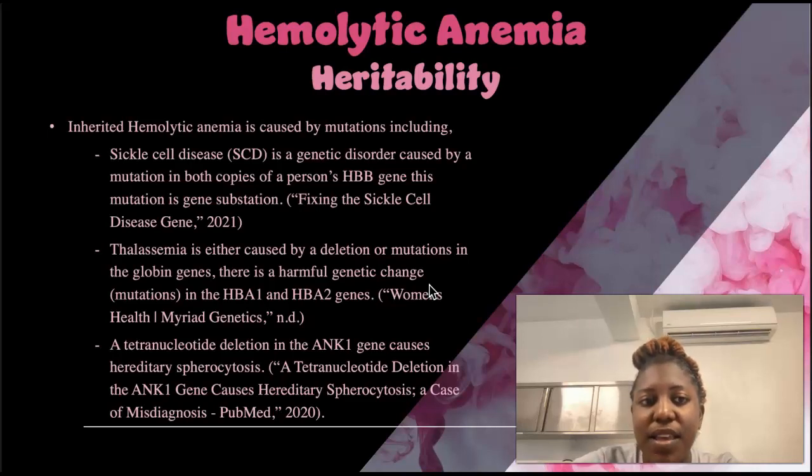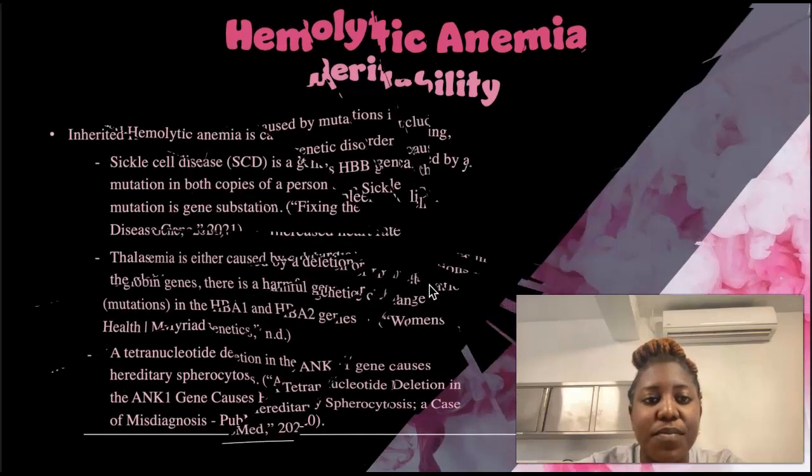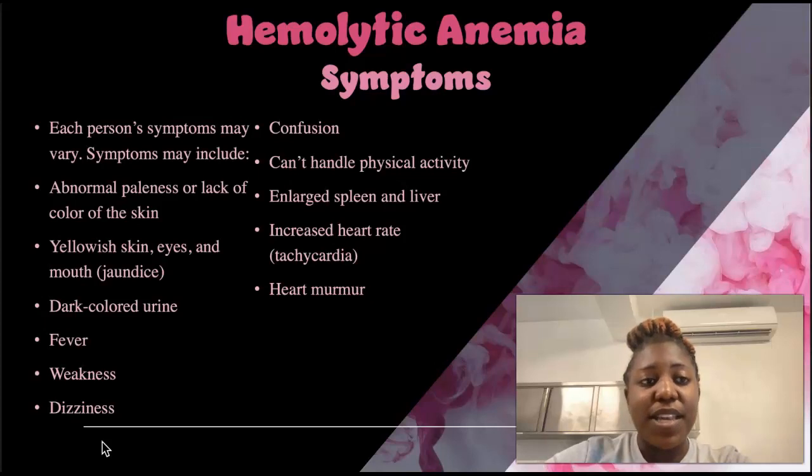So, to continue, inherited hemolytic anemia is caused by mutations, as I just mentioned. Sickle cell disease is a genetic disorder caused by a mutation in both copies of a person's HBB gene. This mutation is a gene substitution. However, thalassemia is caused by either a deletion or mutations in the globin genes. There is a harmful genetic change in the HbA1 and HbA2 genes. However, a tetranucleotide deletion in the ANK1 gene causes hereditary spherocytosis.